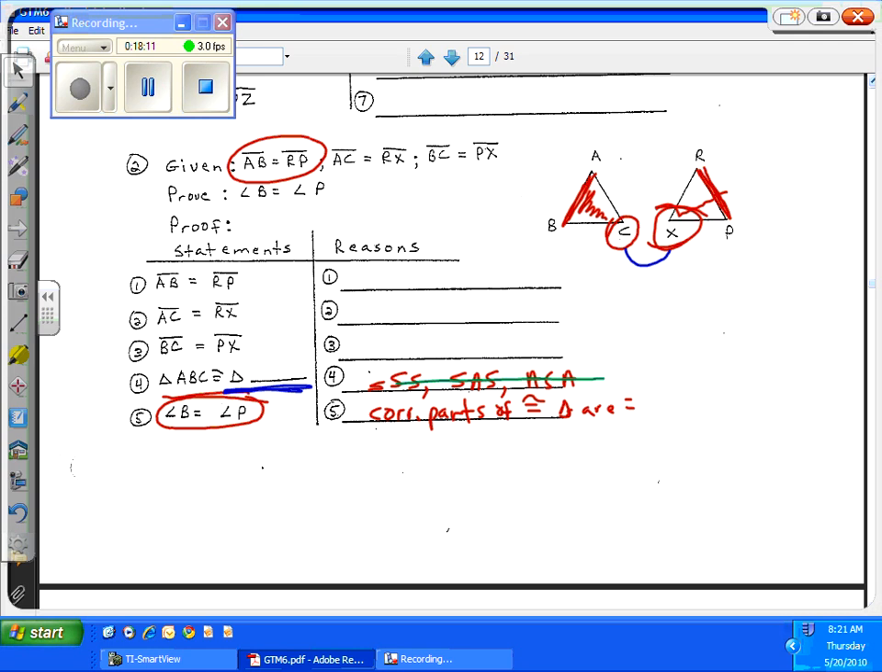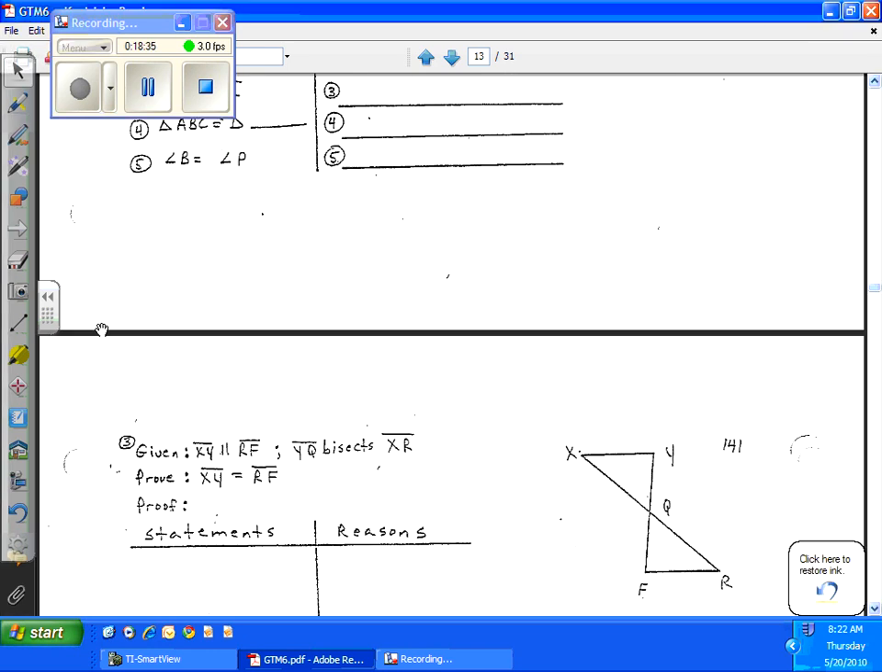C goes with X. This picture's been flipped over because it was given that AB was equal to RP. So the angles opposite those matching sides must be the matching angles. So don't forget to look opposite matching sides to find matching angles. And by matching, I mean corresponding parts of congruent triangles, okay?